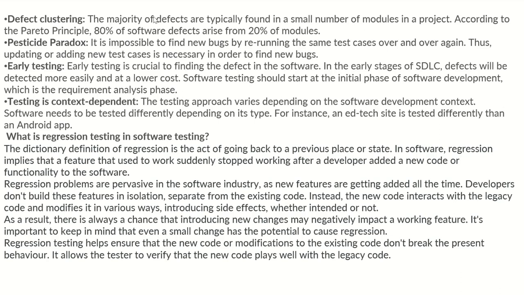So, pesticide paradox. It is impossible to find new bugs by rerunning the same test cases over and over again. Thus, updating or adding new test cases is necessary in order to find new bugs. Early testing. Early testing is crucial to find defects in the software. In the early stages of SDLC, defects will be detected more easily and at a lower cost. Software testing should start at the initial phase of software development, which is the requirement analysis phase.